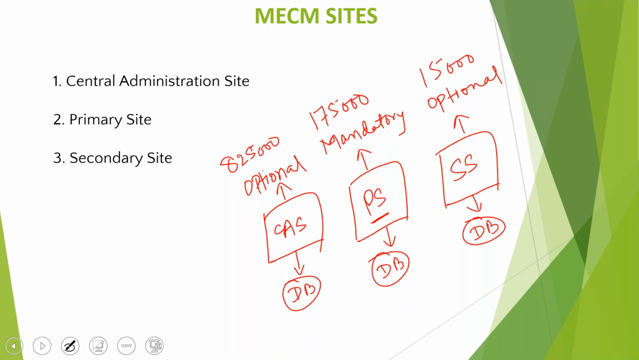So we have three types of sites in SCCM: central, primary, and secondary. Central needs a database, primary needs a database, and secondary also needs a database. This one is optional, this one is mandatory, and this one is optional. You can manage a maximum of 825,000 in one central administration site hierarchy, 175,000 in one primary site hierarchy, and 15,000 in a secondary site hierarchy.